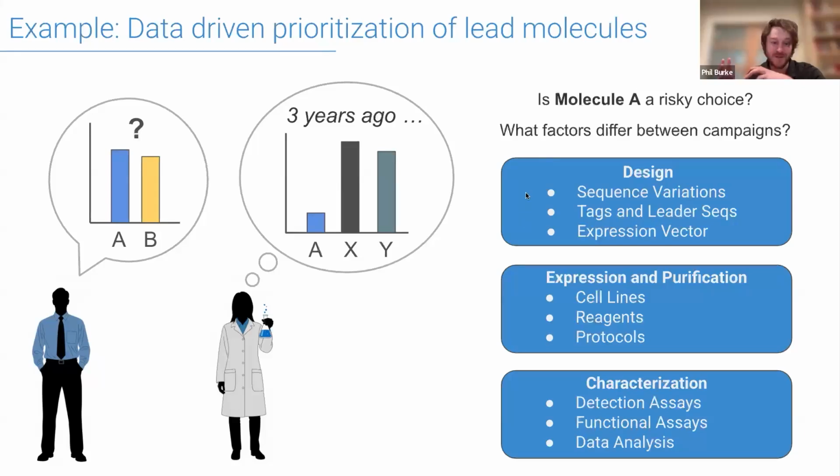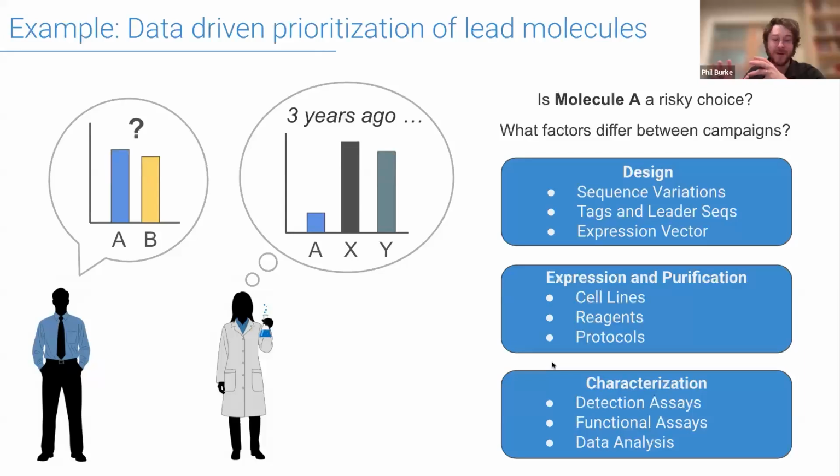Maybe you were using a slightly different sort of sequence variation, or maybe a different expression vector or cell lines or things like that. And it could be that you could make some tweaks to molecule A and optimize the expression and actually produce a really good molecule. It might be worth it. The trick is this information can kind of get lost over time, and you just really need a means of keeping track of these decisions that you're making and why, so you can actually choose and be really confident in going forward with molecule A.